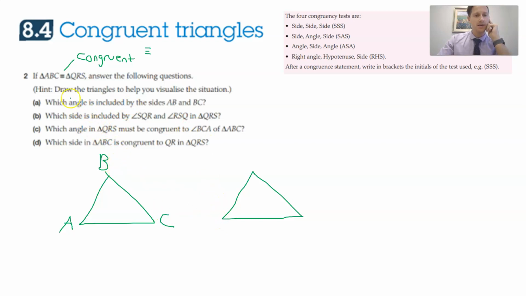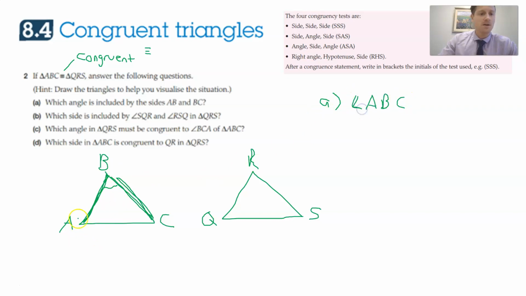I need to make sure that, because they're annotated that way, and I went left, top, right for ABC, for QRS I'd be going left, top, right. Just making sure that's the same. Okay, so part A, which angle is included by the sides AB and BC? The side AB is here and BC is here. So the included angle would be the one in between those, which is angle ABC. Usually it could be angle CBA as well, but I would just go ABC because that's the correct way to say it in terms of the alphabet, I guess.